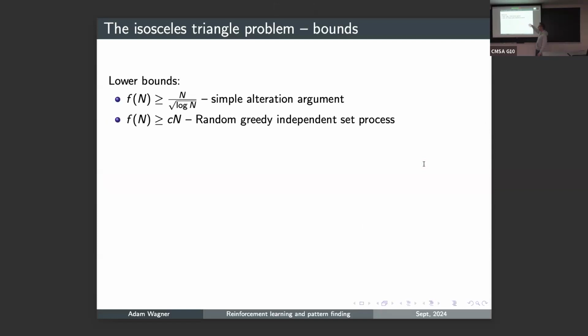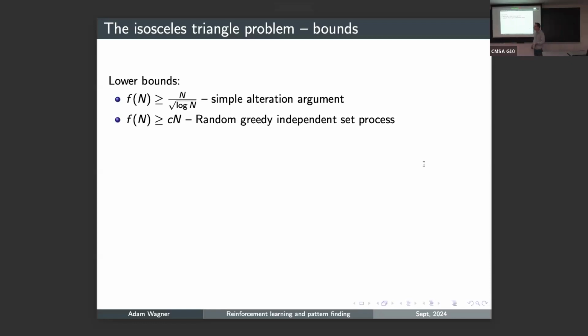And if you are willing to do something a bit more technical, you can get a lower bound of constant times n. It's a standard thing in combinatorics that you can get rid of this root log n term that you get from iteration if you do something more technical. It's not easy, but it's been done. You just have to follow the recipe and you get a linear lower bound. So f of n is at least linear. That's the best lower bound that's known.